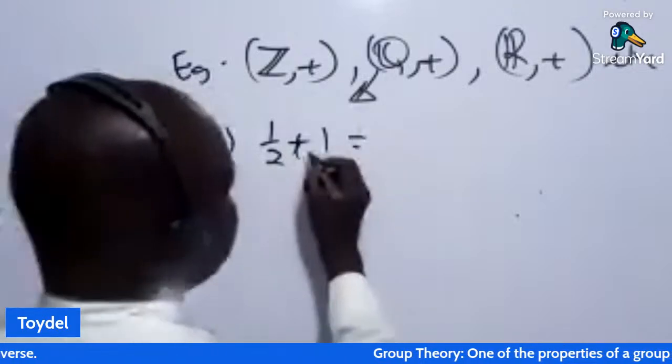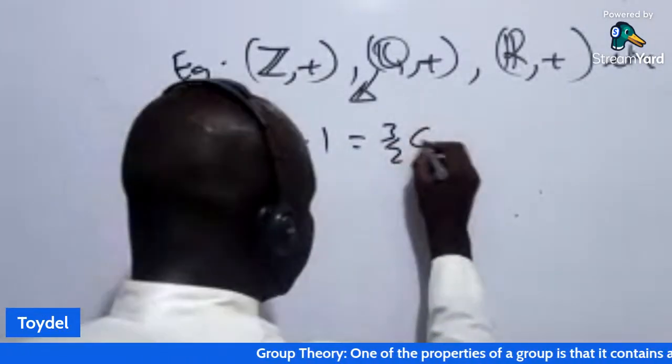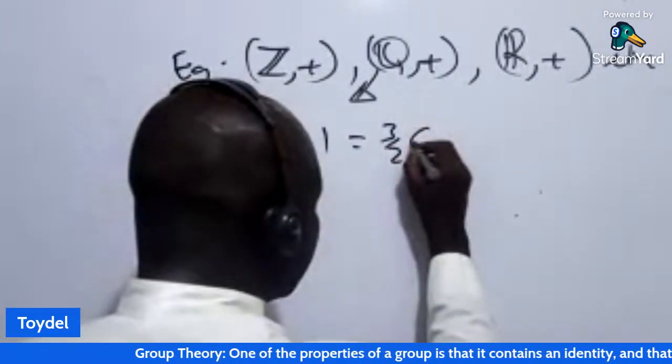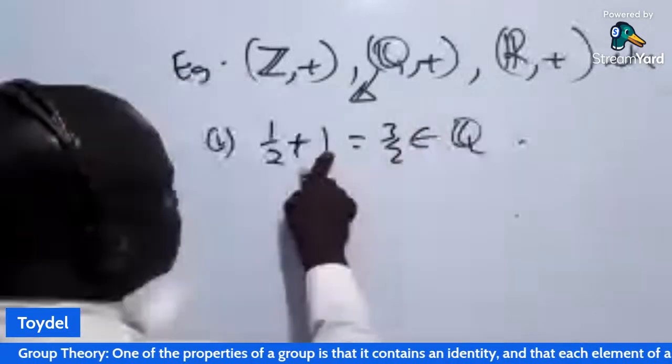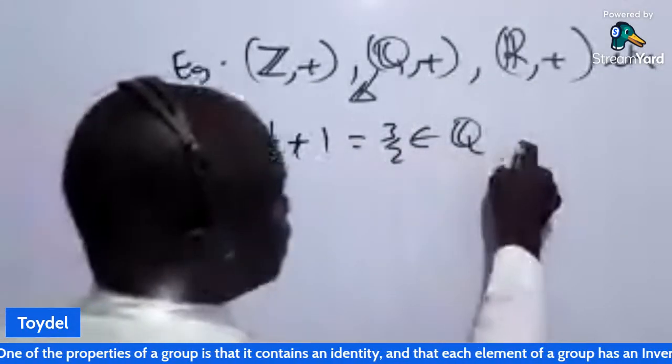Half plus 1 is 1 and a half. That's 3 all over 2. It belongs to rational numbers. So it shows that these two elements satisfy the closure property.